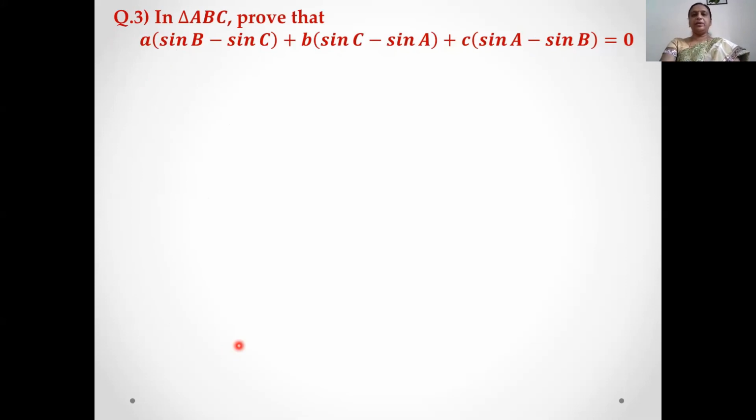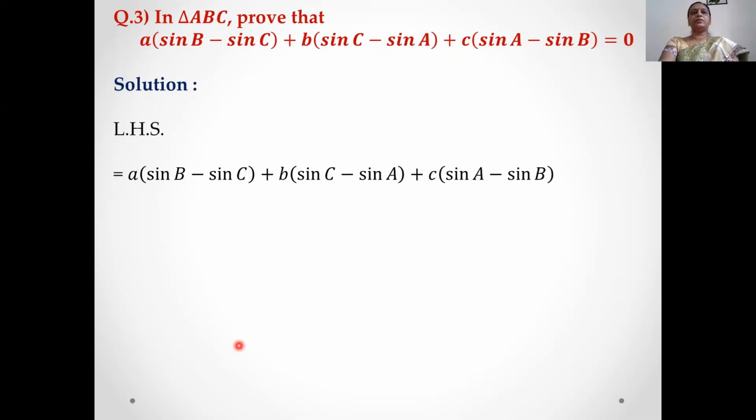In triangle ABC, prove that a(sin B minus sin C) plus b(sin C minus sin A) plus c(sin A minus sin B) is equal to 0. Now in the solution, you write down the left hand side, that is a(sin B minus sin C) plus b(sin C minus sin A) plus c(sin A minus sin B). Now you open the bracket.